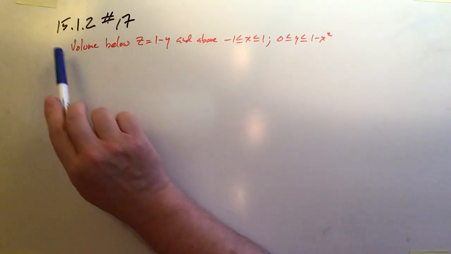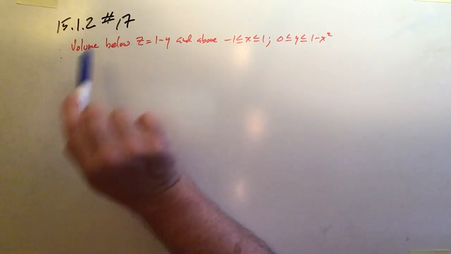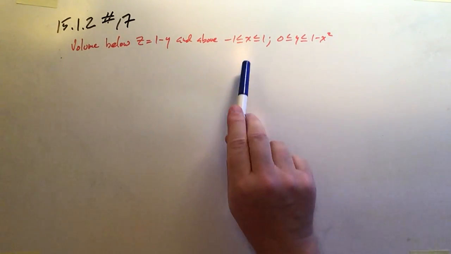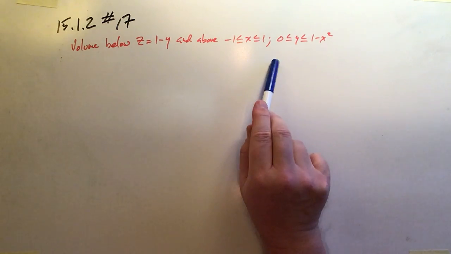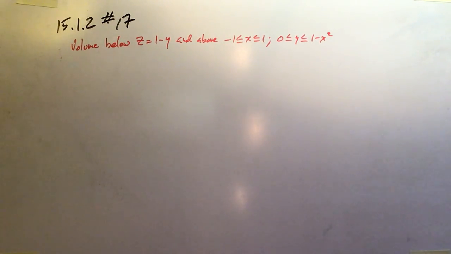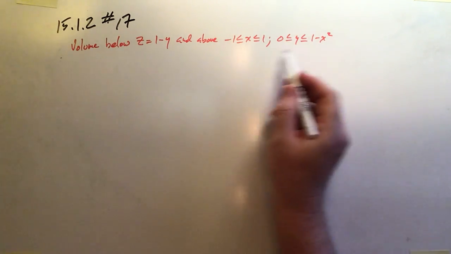Okay, for this one, it's 15.1.2, number 17, and we're starting to look at the applied problems. And with these, we tend to have to work pretty hard to find our limits of integration. The function itself tends to be pretty easy, but it's the limits of integration that are a problem.